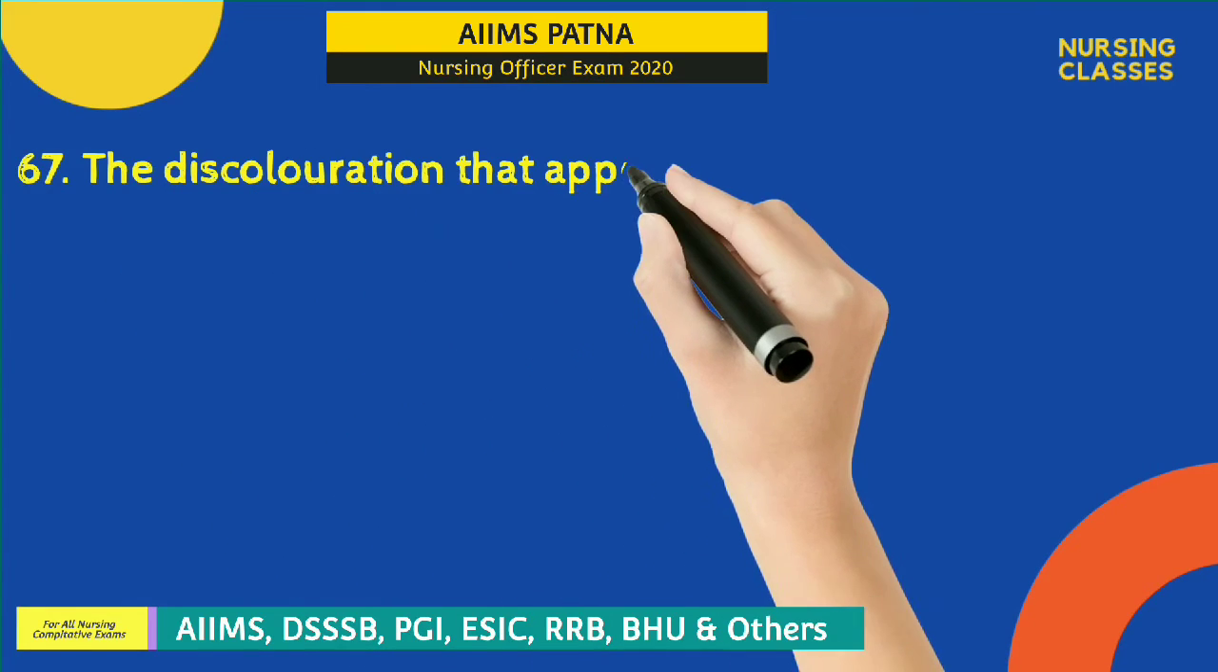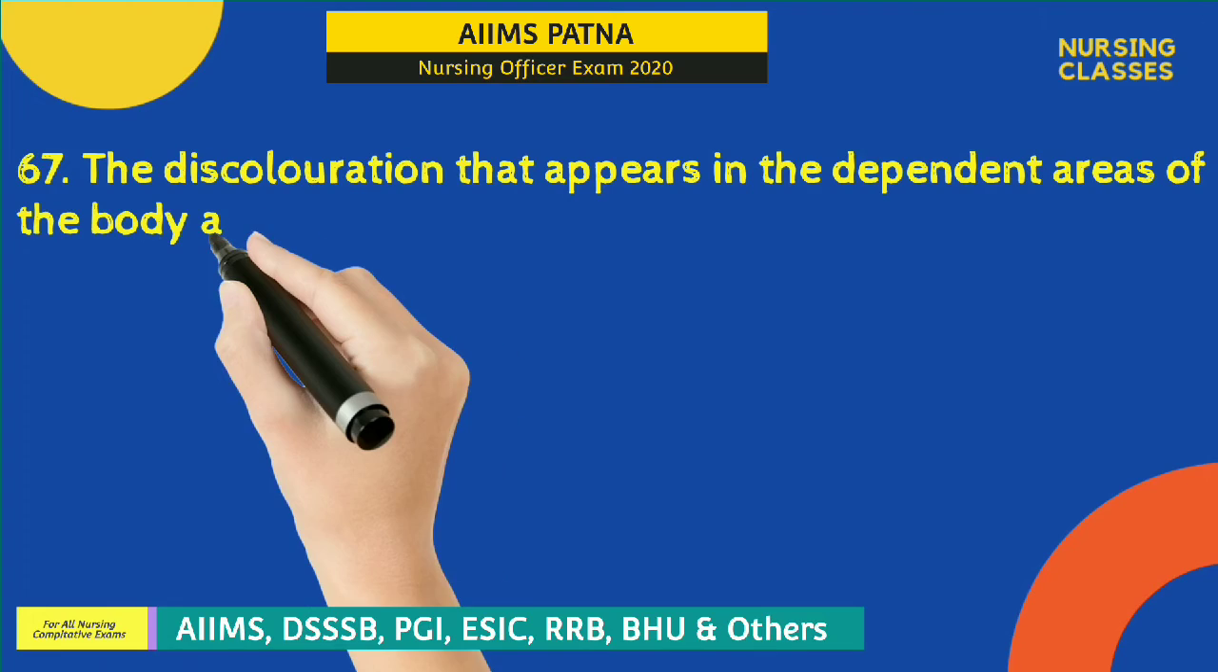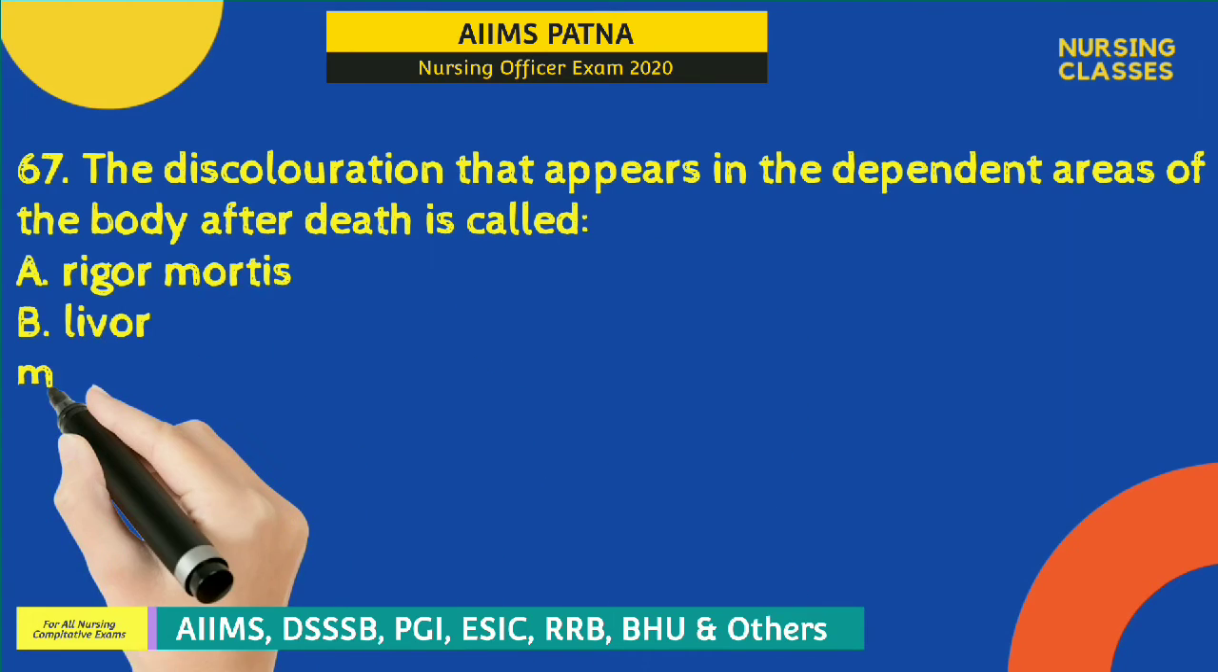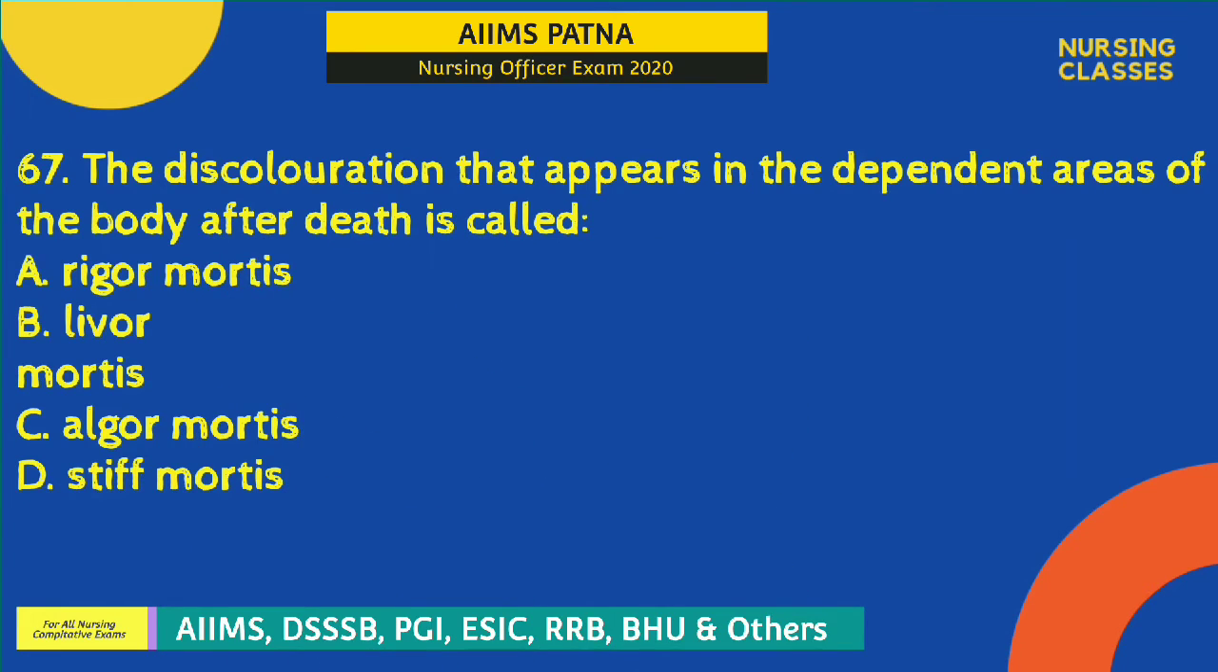67. The discoloration that appears in the dependent areas of the body after death is called A. Rigor mortis, B. Liver mortis, C. Algor mortis, D. Stiff mortis. Correct answer B. Liver mortis.